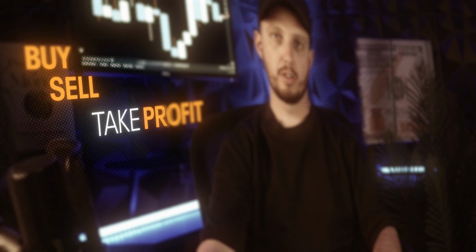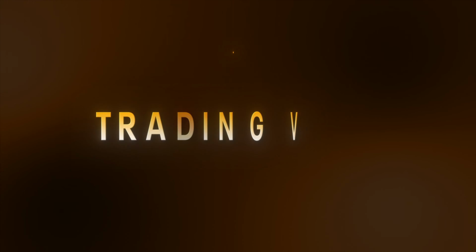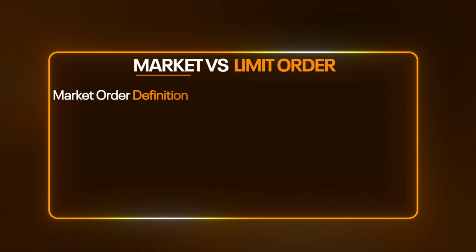Execution. Now that you understand the four main trading orders, let's talk about how you actually execute them. So essentially, you've got market orders and you've got limit orders. They're the two main ways that retail traders can actually get in and out of the market. So when you're looking at TradingView, let's break it down for you, we'll start with the market orders.